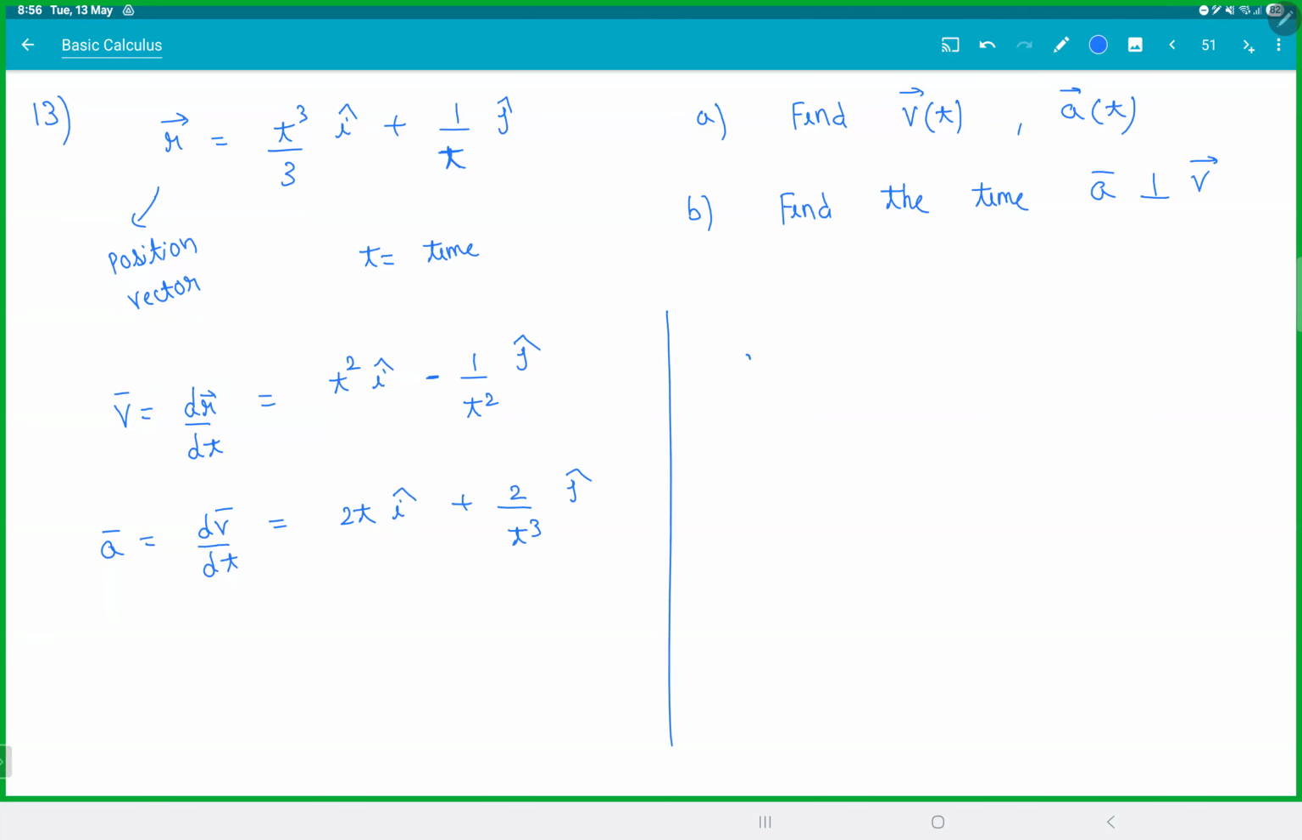If two vectors are perpendicular, then a bar dot v bar must be equal to 0. How do you do the dot product? Multiply i components, j components. That will be 2t into t square minus 2 by t cube into minus 1 by t square is equal to 0. You will get t cube minus 1 by t power 5 is equal to 0. T power 8 is equal to 1. So basically t is equal to 1 second.